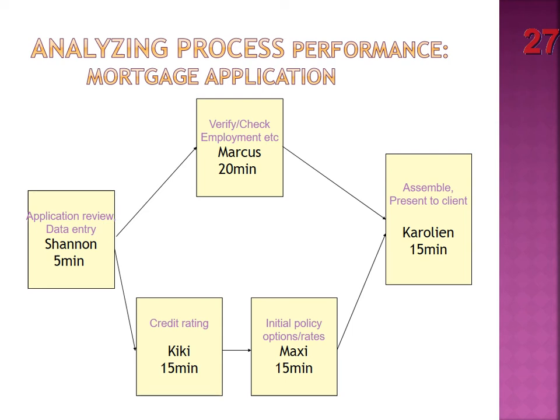And our bottleneck is the verified check employment, because we can do one unit every 20 minutes, right? And so if I asked, how many units can we do in an hour? You're going to know: 3, right? And that's the maximum that can go through that process in an hour because of our bottleneck.